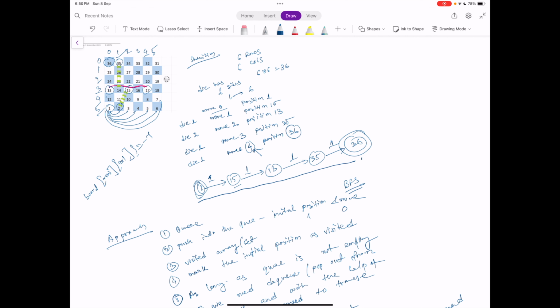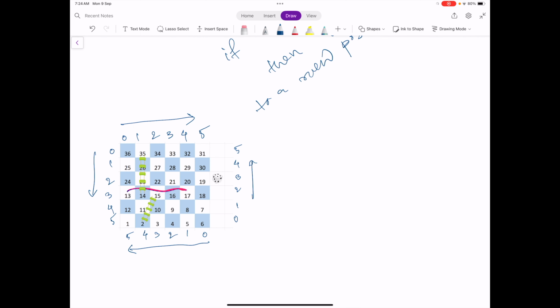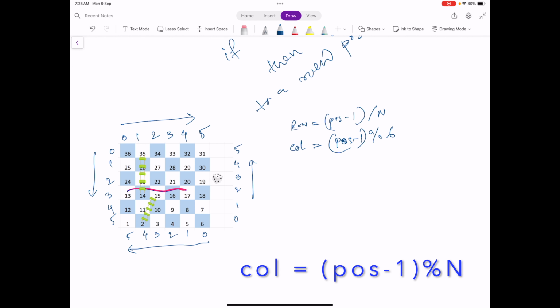Okay, now how to get the row column number from the position number? Row would be (position - 1) divided by n, where n is the board length, which is 6 over here, and column would be (position - 1) modulo 6. So this will give the row and column for the position.